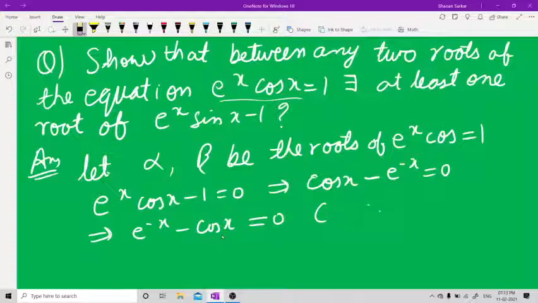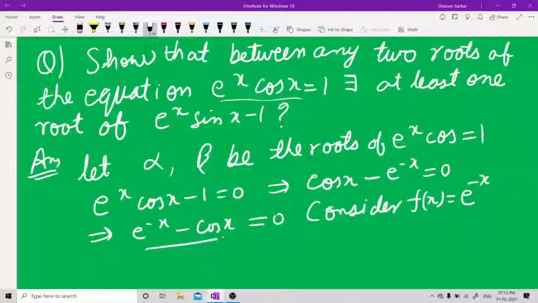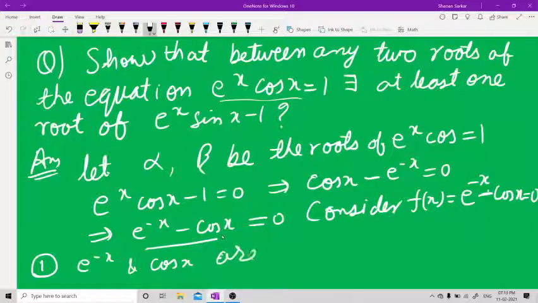Consider f(x) equal to e to the power of minus x minus cos x equal to 0. This is the trick actually here. This is the equation. Now e to the power of minus x and cos x are continuous in the closed interval alpha and beta.